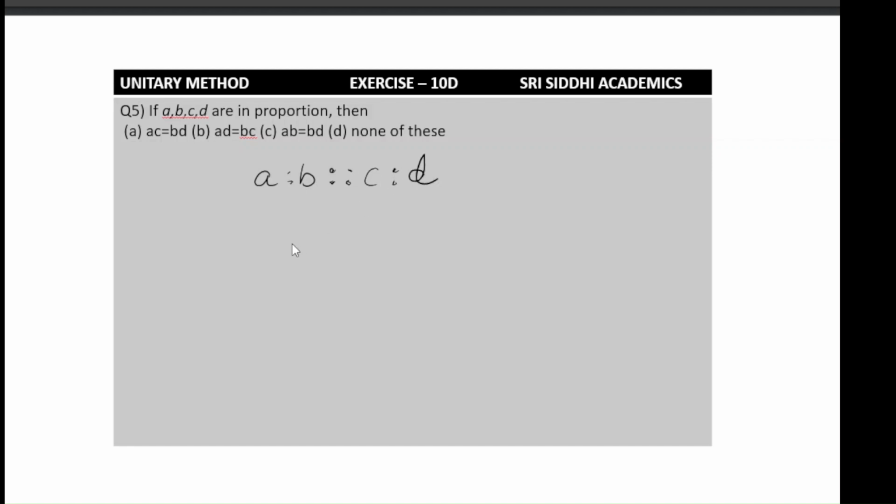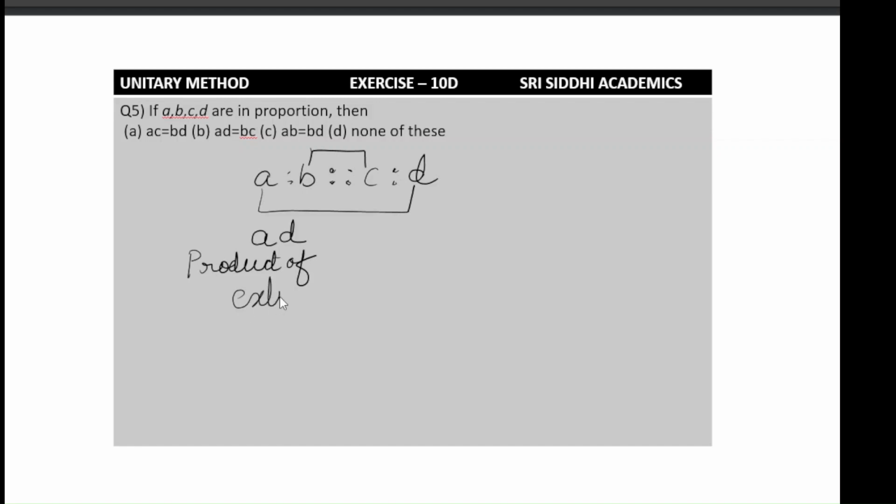Now, what are the extremes here? A and D. And what are the means here? B and C. So if we want to check if one of the forms is correct or not, then we should do product of means equal to product of extremes. We know this already. So AD is the product of extremes, right?